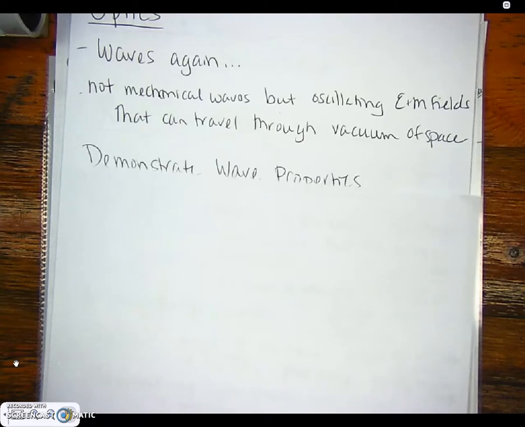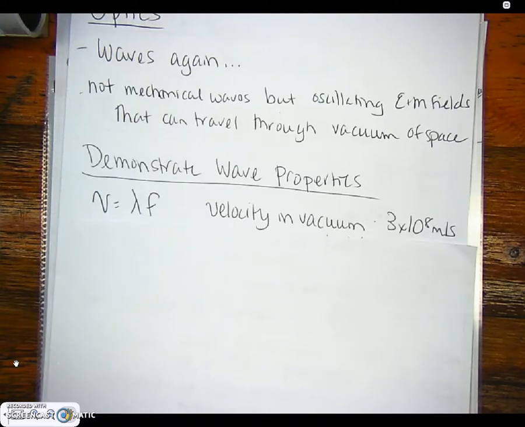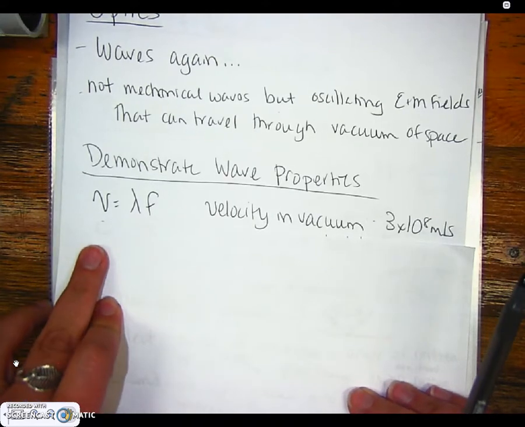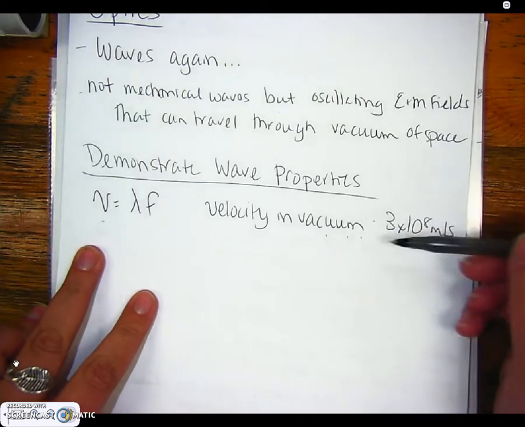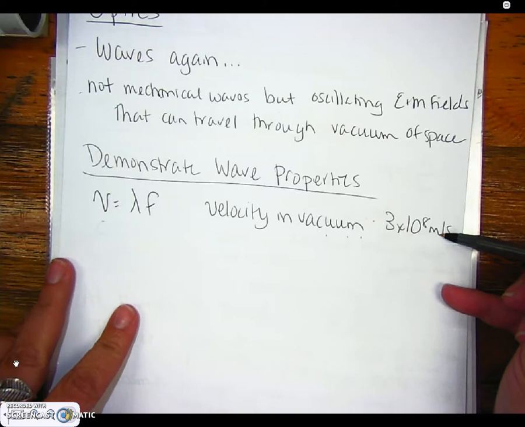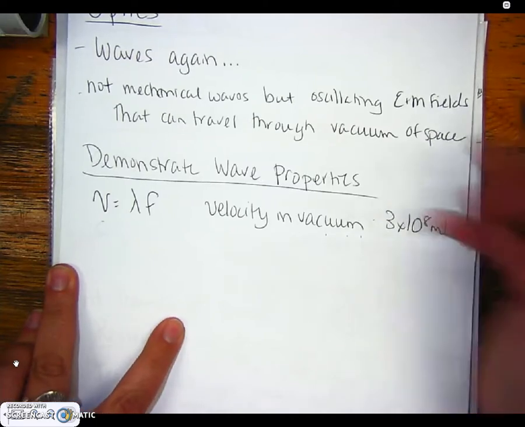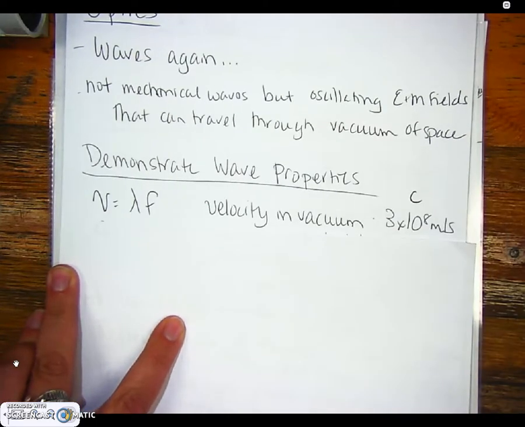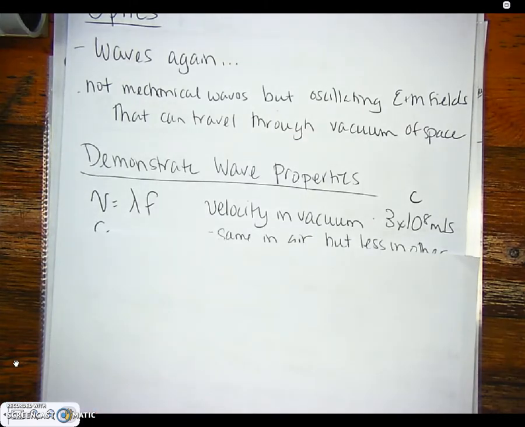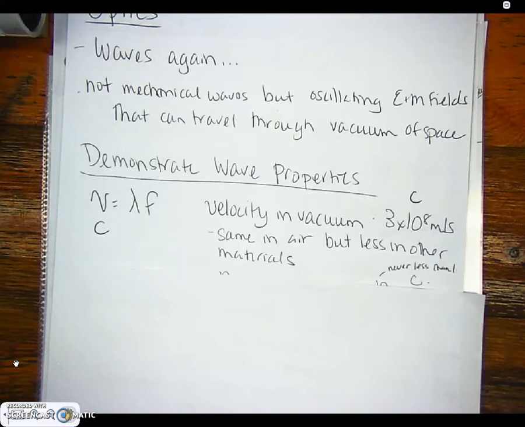So one of the first things that we talk about as a wave property is the velocity of that wave. Velocity is equal to wavelength times frequency, and the velocity of an electromagnetic wave or a light wave in a vacuum is 3 times 10 to the 8th meters per second, which is the speed of light, given the letter c. That is the same as the velocity in air, but as light moves into other materials, it actually slows down.